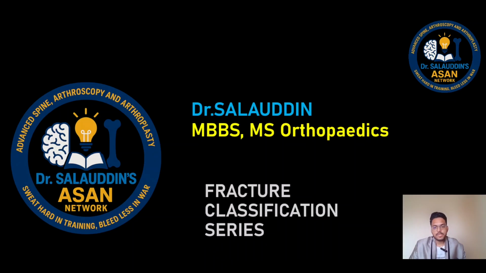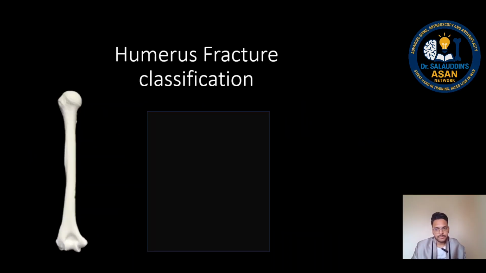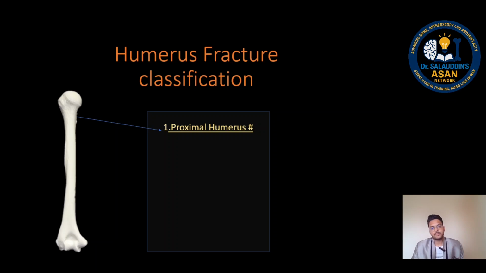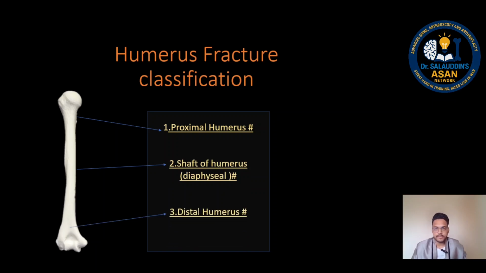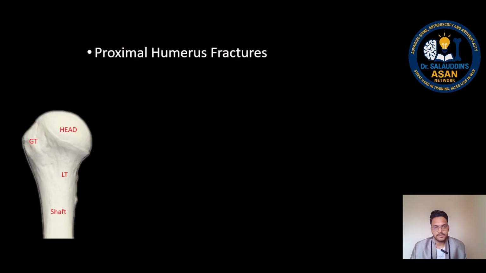This is the second video in this series, and we are discussing the second bone of our fracture classification series, that is the humerus bone. So we are going to discuss the humerus fracture classifications, and we are going to divide the humerus into three parts. We'll discuss the proximal humerus fractures first, then the shaft fractures or the diaphyseal fractures, and the distal humerus fracture classification. We'll deal with each of these classifications individually. So let's start with our proximal humerus fractures.